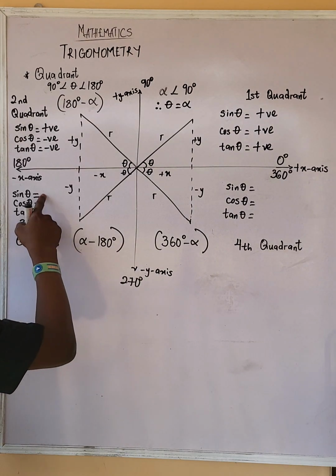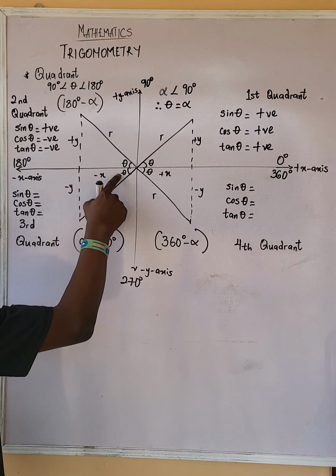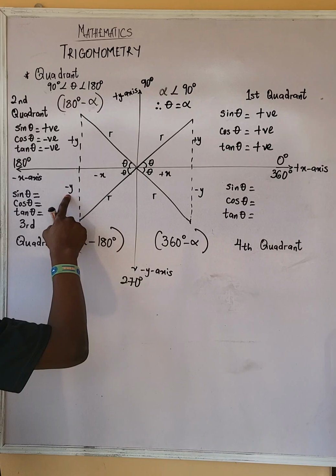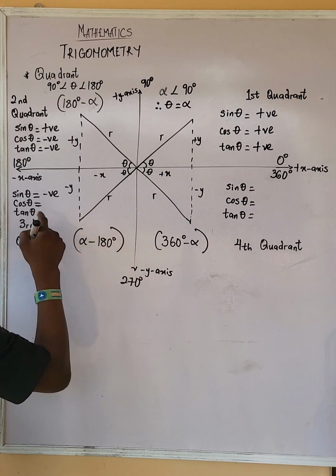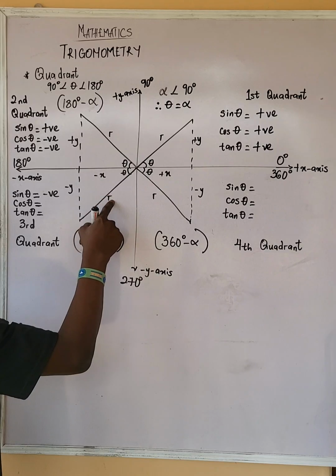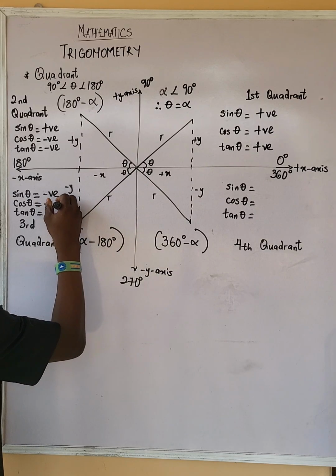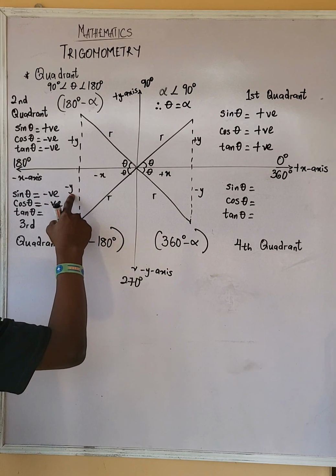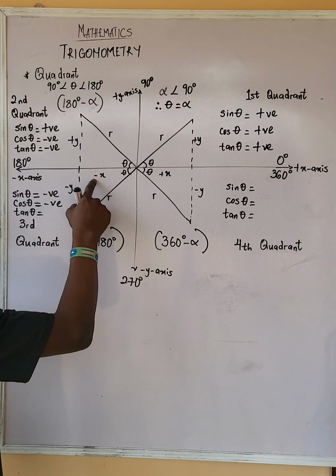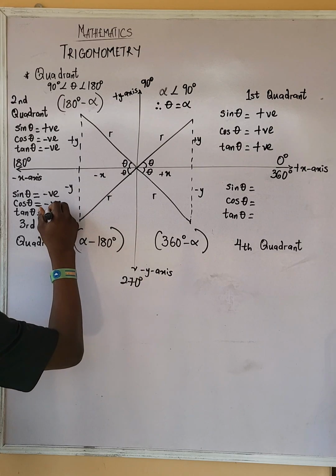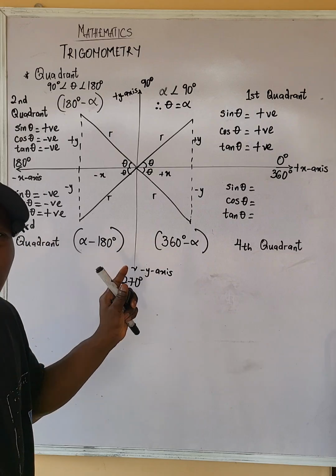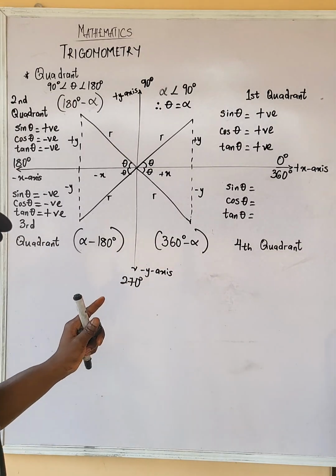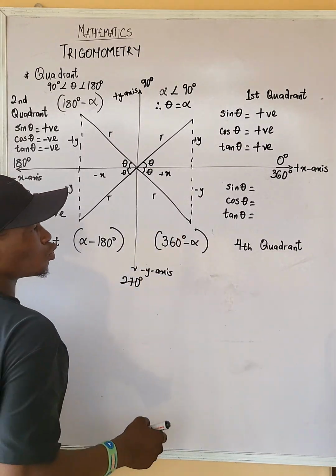Now on the third quadrant, what is our sin? That's this angle theta. This is opposite over hypotenuse. That's negative. So my sin is negative here. Cos is adjacent over hypotenuse, which is also negative. Tan is opposite over adjacent. Minus times minus will cancel the minus, that's plus. So my tan here is positive. It means on the third quadrant, only tan is positive, while cos and sin are negative.